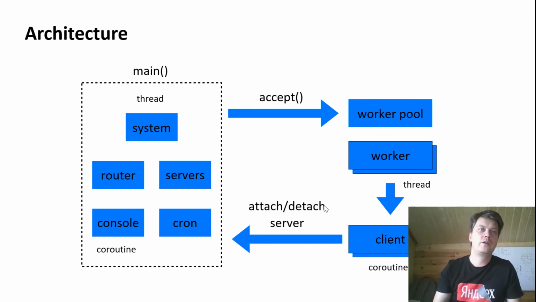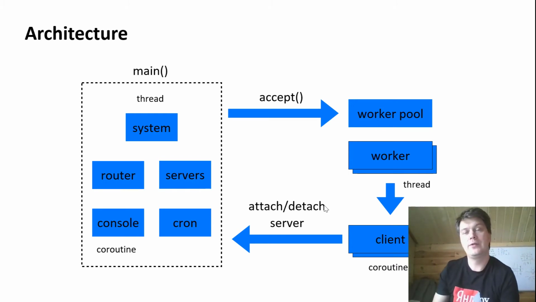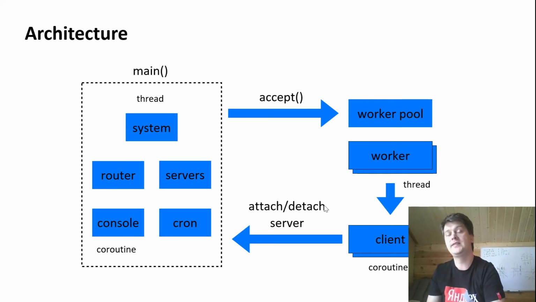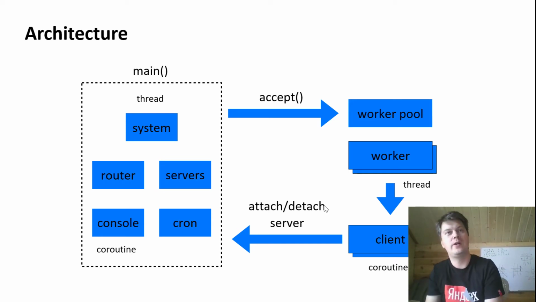We have a router coroutine which serves router purposes, and a server coroutine which examines which servers are working right now. Console coroutine is resemblant to the PgBouncer console database, which serves system purposes if a DBA wants to change some settings while running Odyssey or PgBouncer. And cron is responsible for obsolescence of old server connections.